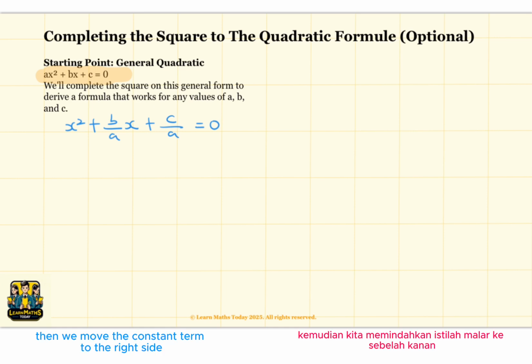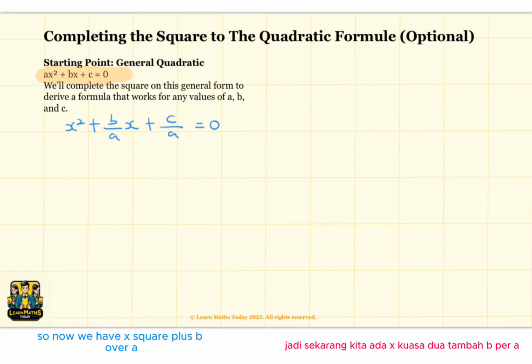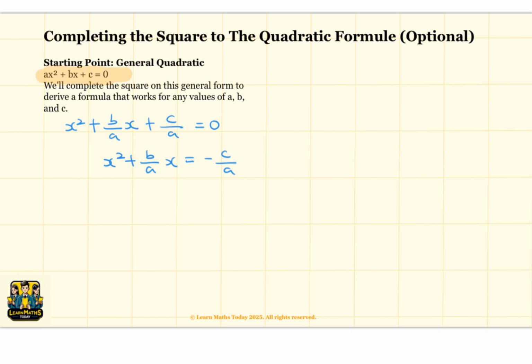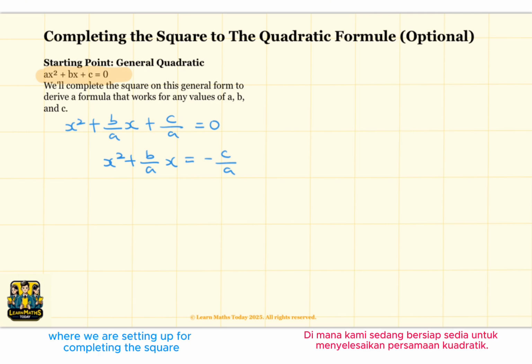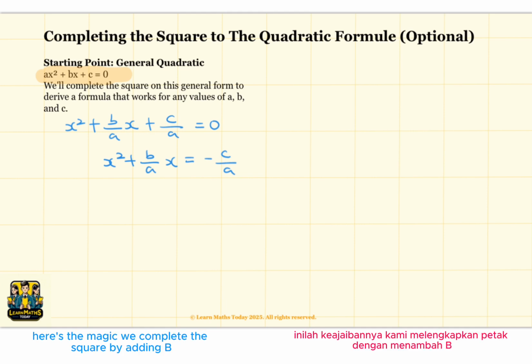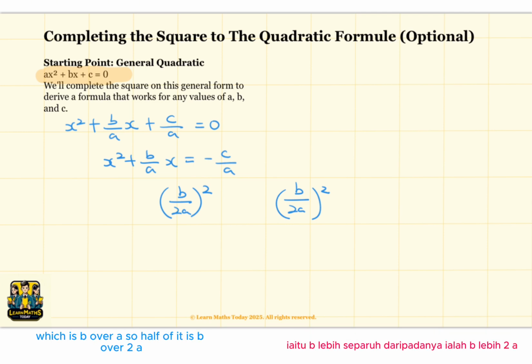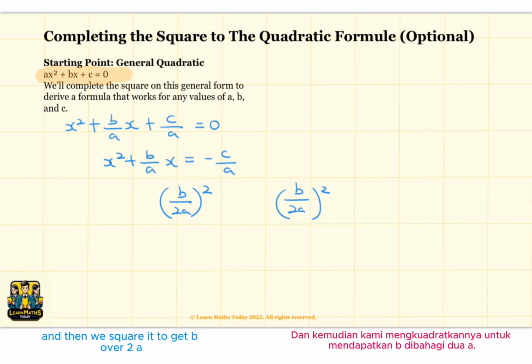Then we move the constant term to the right side. So now we have x squared plus b over a multiplied by x equal to minus c over a. Now this is where we are setting up for the completing the square process. Here's the magic. We complete the square by adding b divided by 2a, in a bracket, and then we square it, to both sides. Notice that this is the exact same pattern as before when we learned completing the square. We take half of the coefficient of x, which is b over a. So half of it is b over 2a, and then we square it to get b over 2a, this whole thing squared.